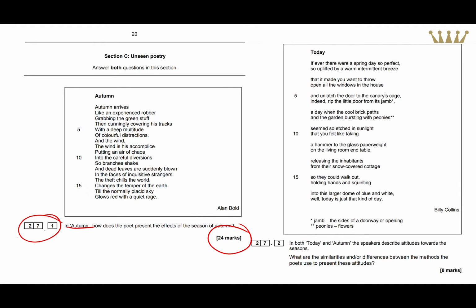So going back to Autumn, I remember the first thing that I did when I looked at this poem for the first time was I talked about the rhyme scheme, and I identified that it was in free verse.